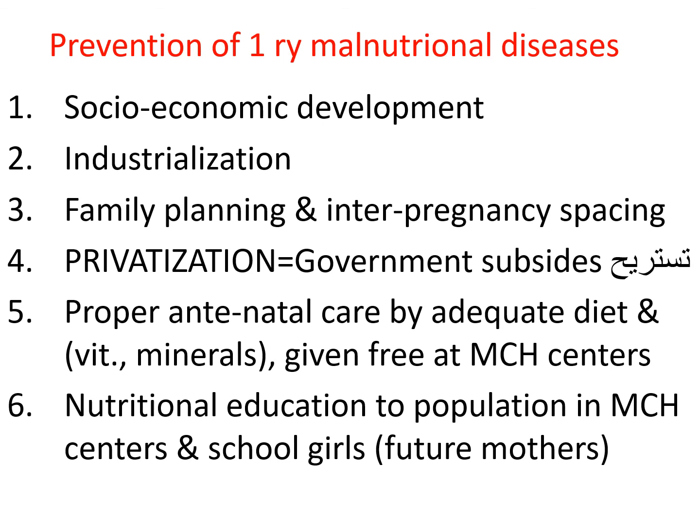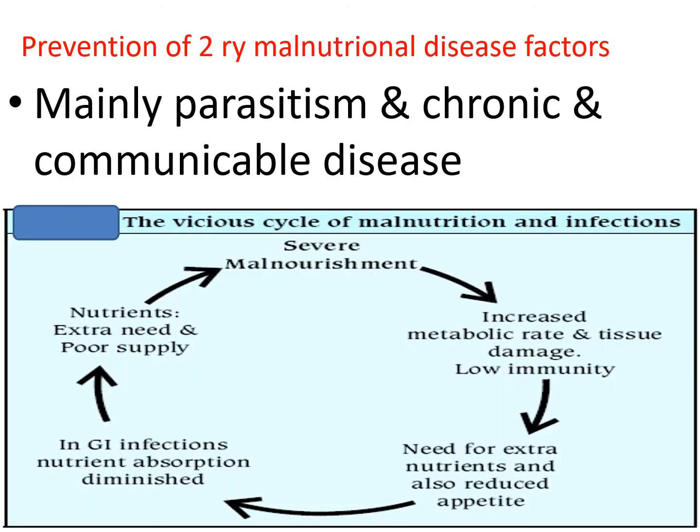Prevention of malnutritional diseases. Prevention of primary malnutritional diseases: socioeconomic development, industrialization, family planning and inter-pregnancy spacing, proper antenatal care by adequate diet, vitamins and minerals given free at MCH centers, and nutritional education to the population in MCH centers and school girls because they are the future mothers.